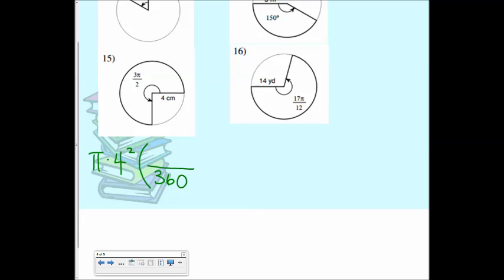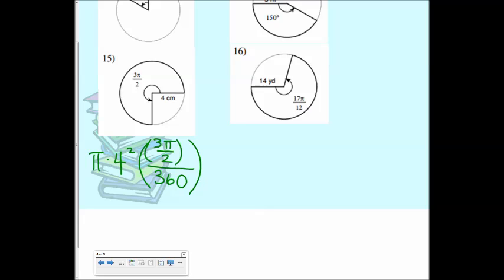3 pi over 2. So 3 pi over 2 is your numerator, which means when you put this in your calculator, because I'm assuming you're going to want to do this one in your calculator, what do you have to put around this? You have to put parentheses around the whole top. What you can do is 3 pi over 2, and then divide that by 360, and then multiply that.